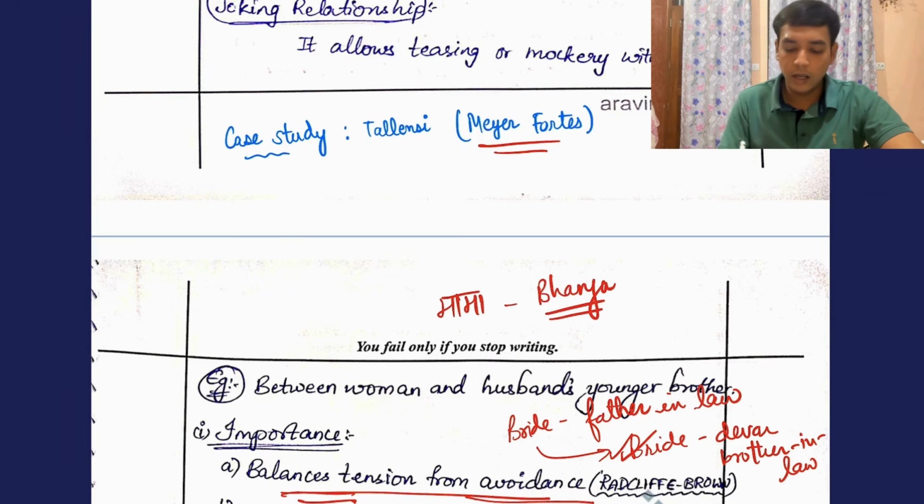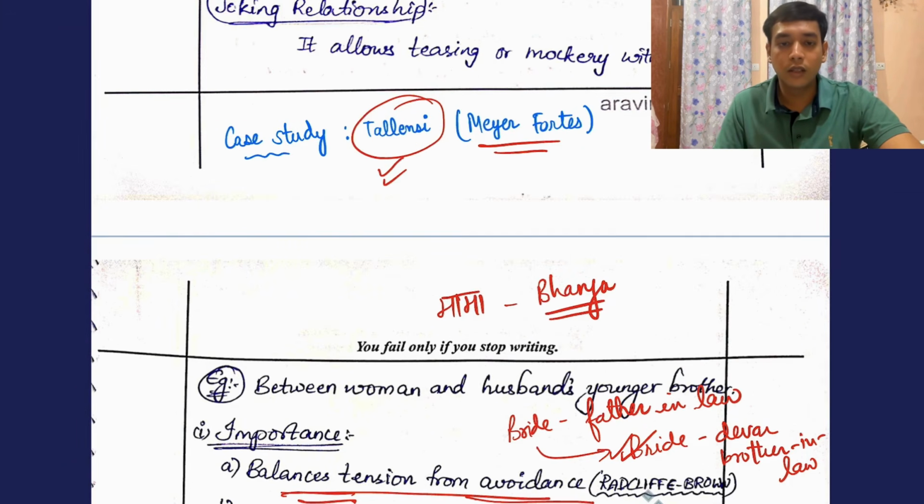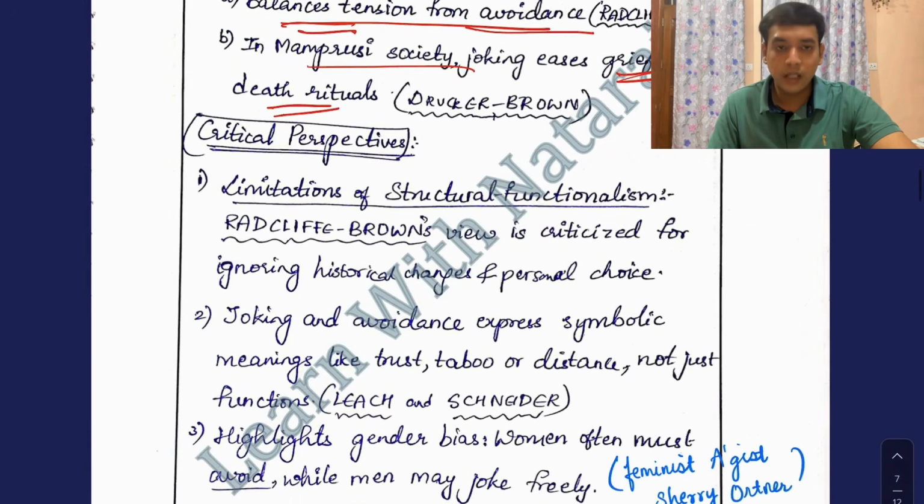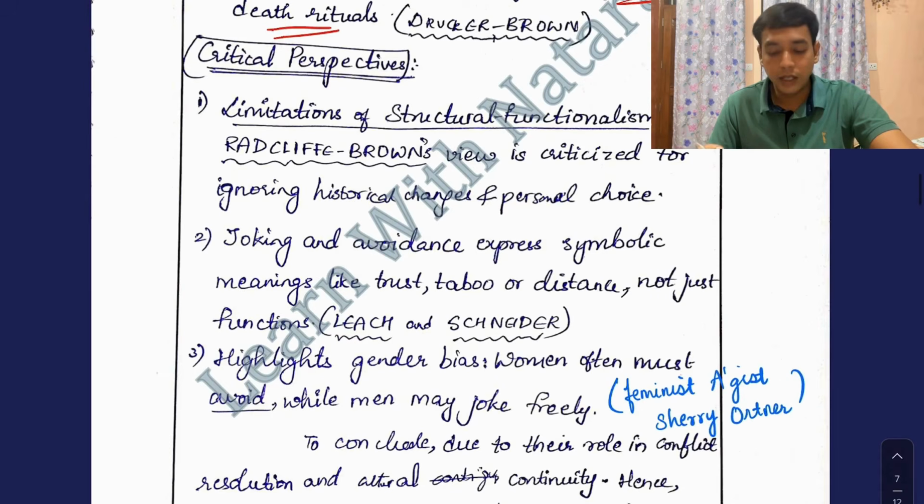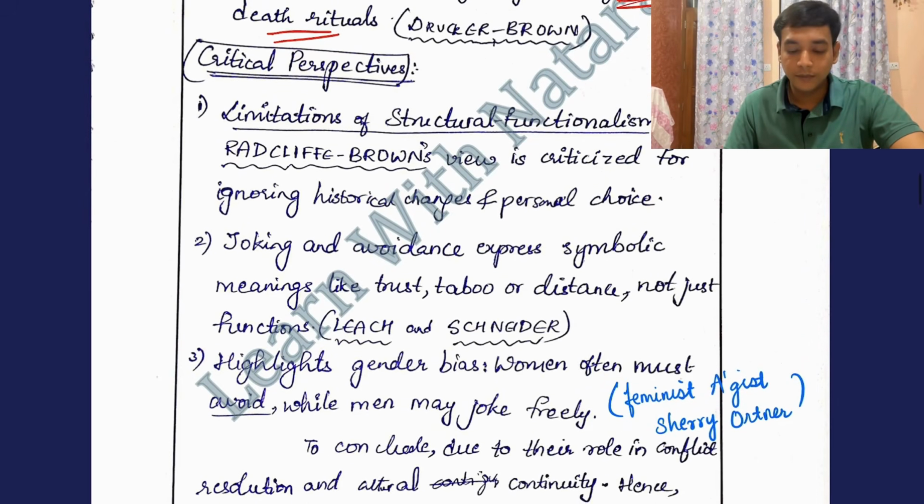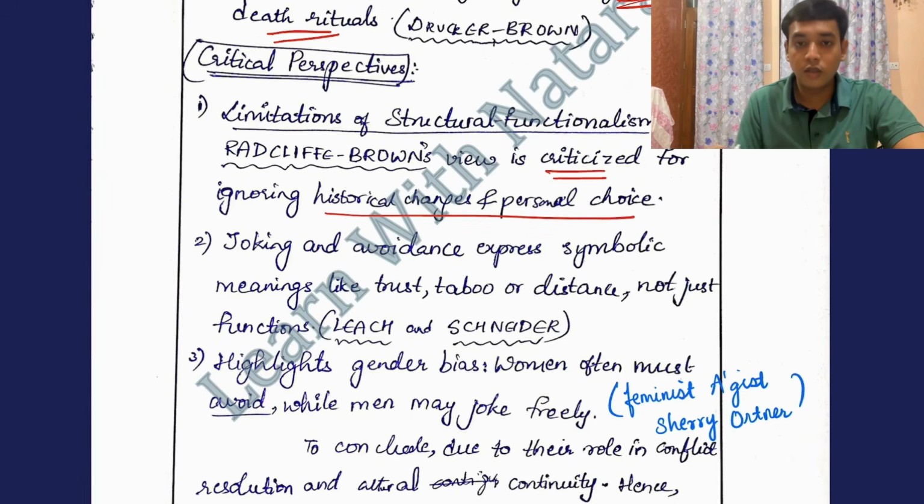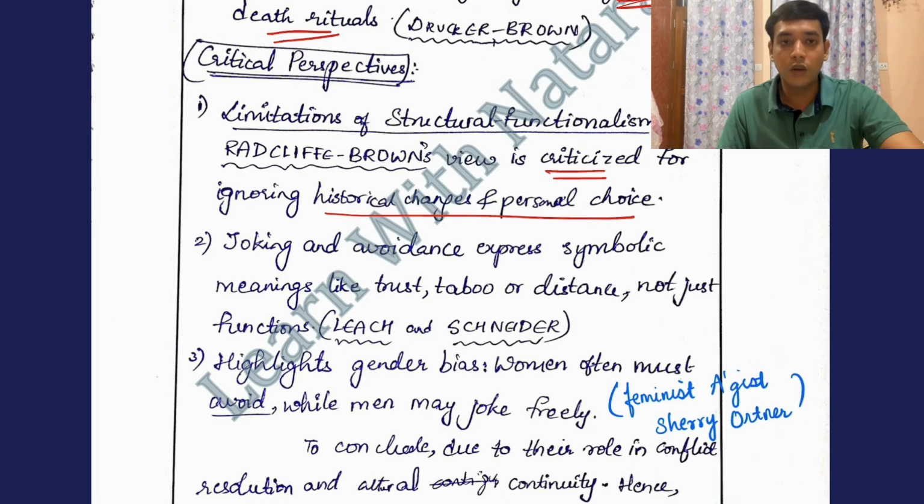Then there is a case study by Meyer Fortes on the Tallensi of Africa, so you can also go through it. Okay. Then there are some critical perspectives. Since the question is asking about critical perspective, we have to put it. What it says is that Radcliffe-Brown's views ignore historical change and personal choice. For example, it is my personal choice whom I want to keep avoidance with and whom to joke with in a relationship, right? So this is usually avoided in Radcliffe-Brown's views. So this is by structural functionalism.